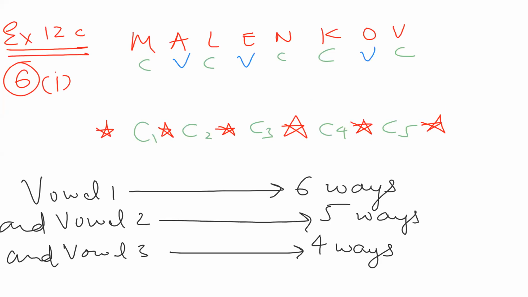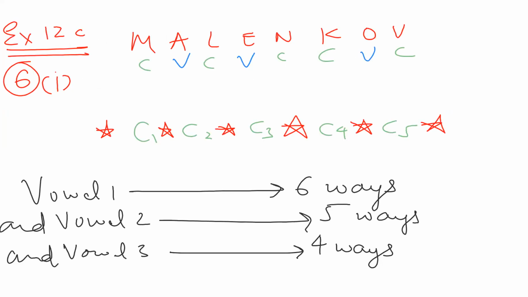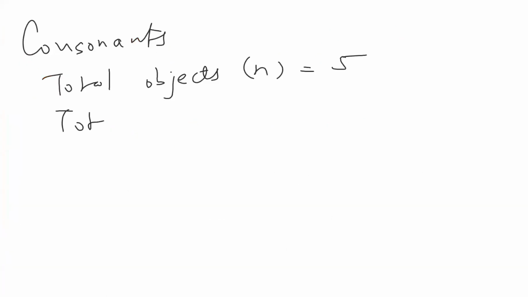So now we should think about the consonants. So total objects n is equal to 5. And for consonants, there are 5 places: C1, C2, C3, C4, C5. There are 5 consonants and there are 5 places. Okay. So total places. So I didn't understand how there are 3 vowels but 6 places.